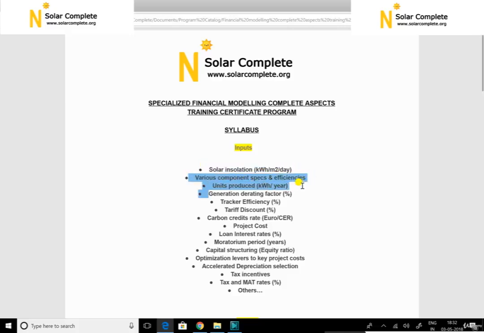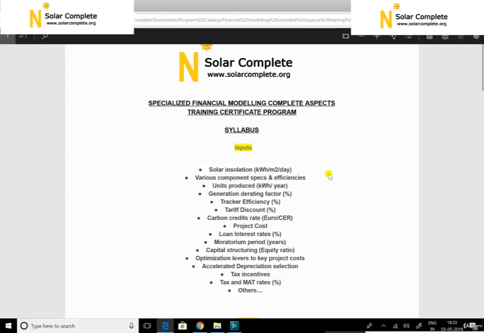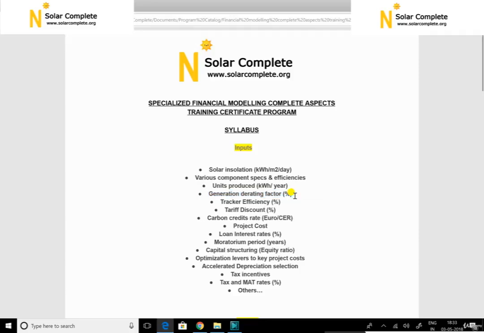Okay, so in solar financial modeling, first of all you have to know the technical aspect with respect to the energy generation. So that is the motto to start with the topics of solar insolation, various components, specification, efficiency and unit produced. And also you should be knowing the various derating factors, or we can say PV losses in a particular power plant. Okay, with the help of that only you can know about the total energy generation, and then you can develop a financial model on that. So a particular financial modeler should know this much technical points in solar, or we can say the technical part with respect to energy generation.